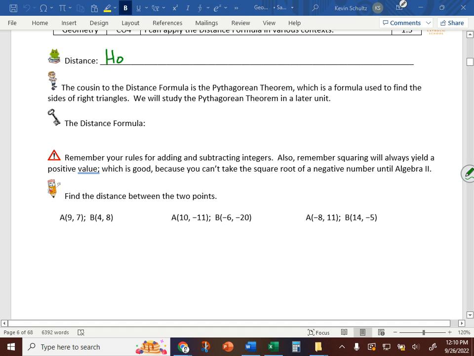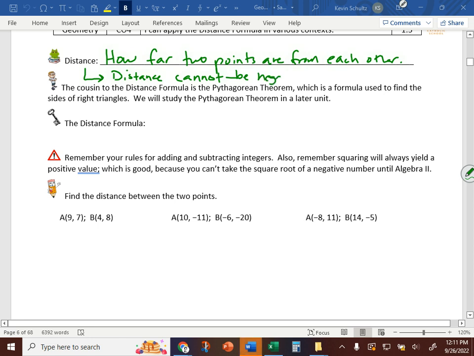So a distance is how far 2 points are from each other. That's the definition. But we need to remember this extra special thing: a distance cannot be negative.